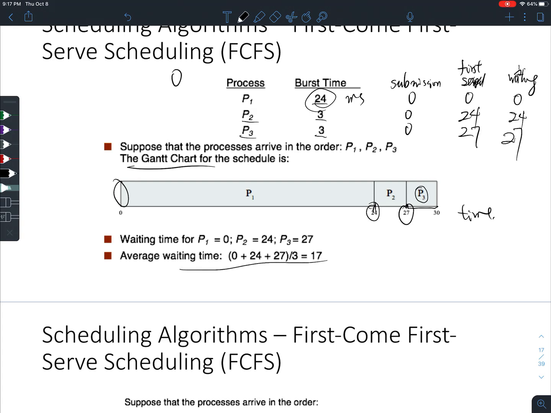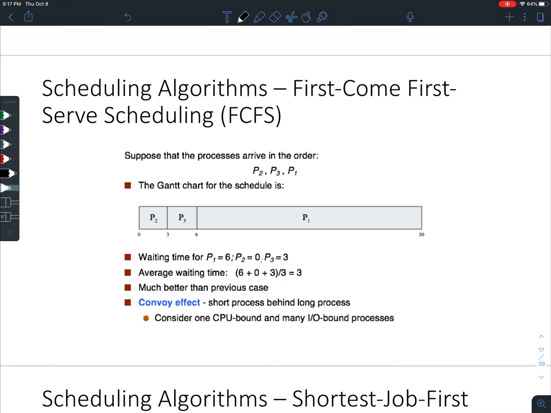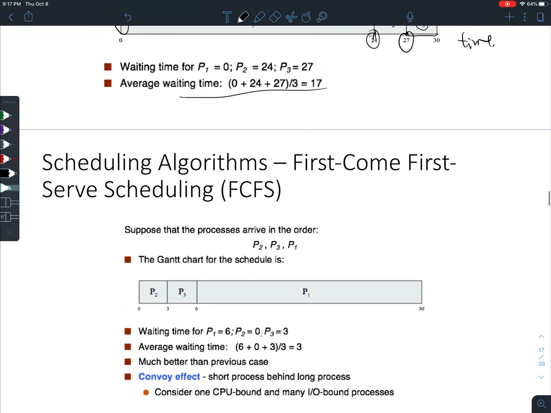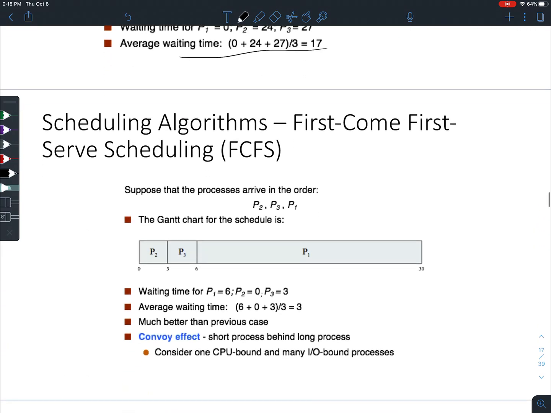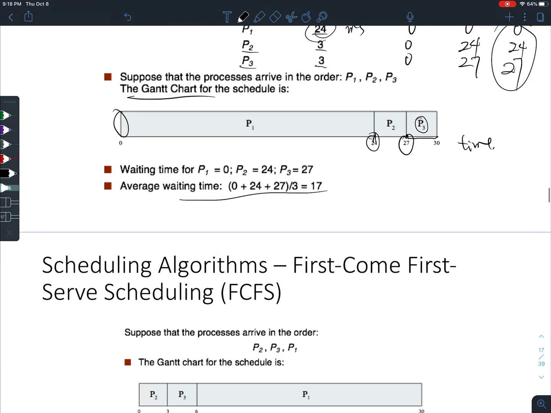Then we can just calculate the average waiting time as the sum of the 3 times divided by 3, which is the number of processes, and here we got 17. So this is the first come first serve CPU scheduling algorithm, and it's relatively easy. The next one that we're going to talk about is called shortest job first.